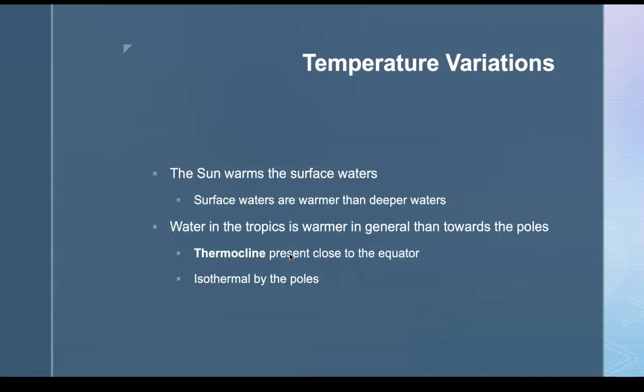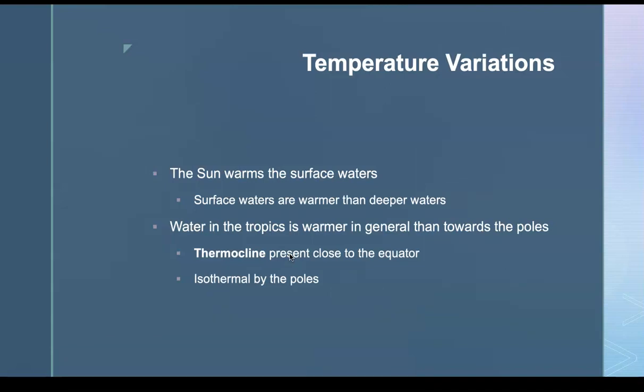The sun warms the surface waters. And as you probably could have guessed, water in the tropics is warmer than water towards the poles. The tropics receive more sun. You probably recall the lecture we had about the sun's energy coming into the Earth and how it warms different areas more so than others.